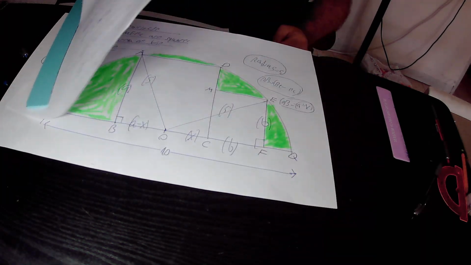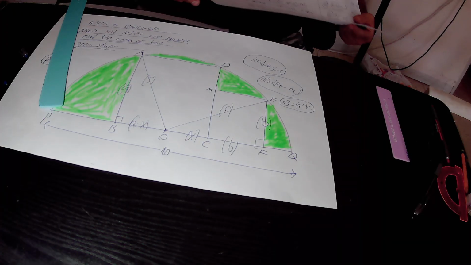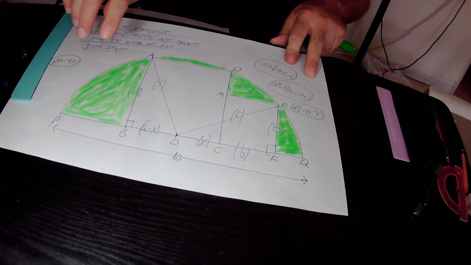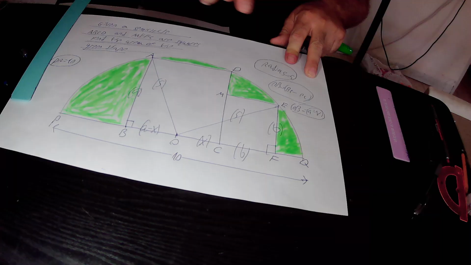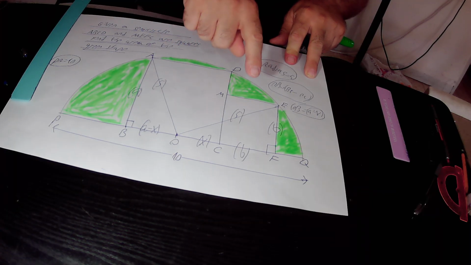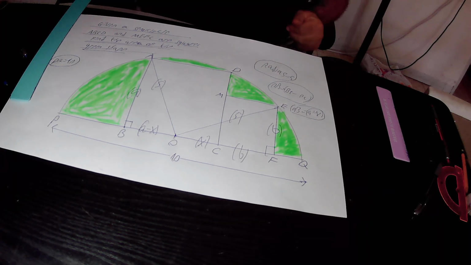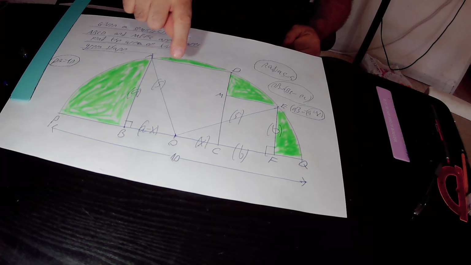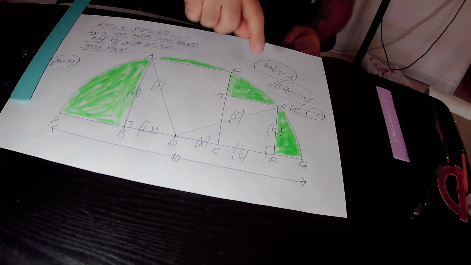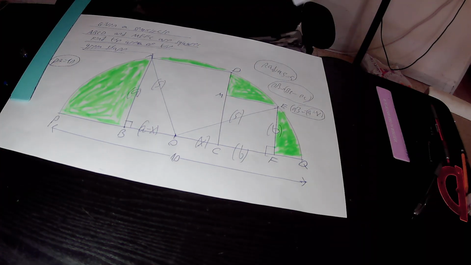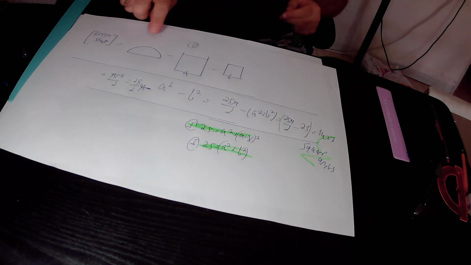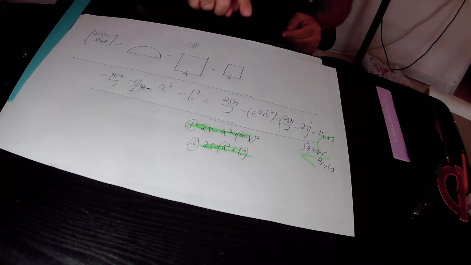Our task is to find the area of this green shape. What is the area of the green shape? From the drawings, it's very easy to see that the area of this green shape is equal to the area of the semicircle minus the area of the big square minus the area of the small square.